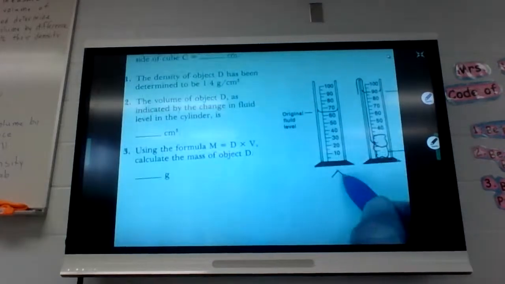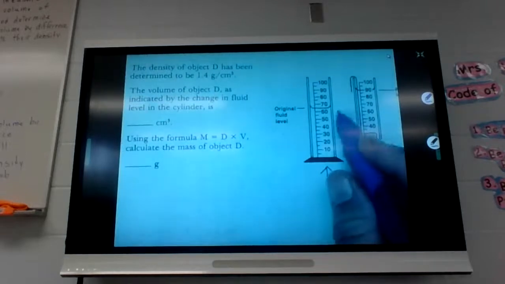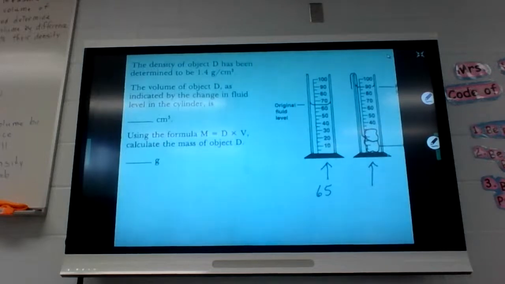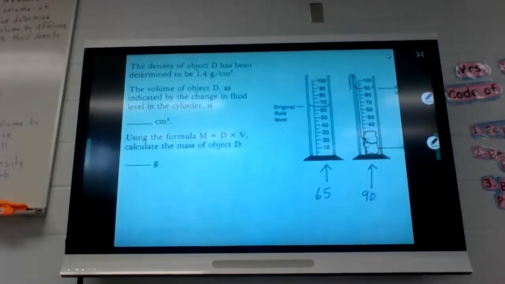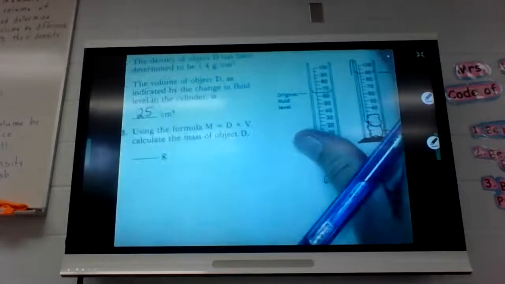What volume do we have right here? 65. Okay. What volume do we have after we add the object? 90. Okay, so 65 to 90. What do we do to find the volume level? So 90 minus 65. I hear 35 and I hear 25. It's 35. Use your calculator. Oh, I told y'all. That's why I keep telling y'all use your calculators.